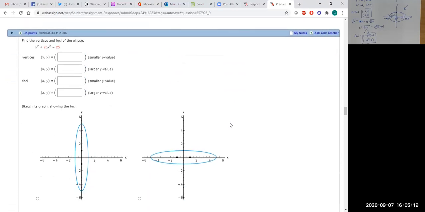So the next one, I assume it's going to be the same kind of problem. And it is the equation of an ellipse. Number 11, they want to know the vertices, the foci, and the graph. So let me write down this equation and we'll start working it out. y squared plus 25x squared equals 25.